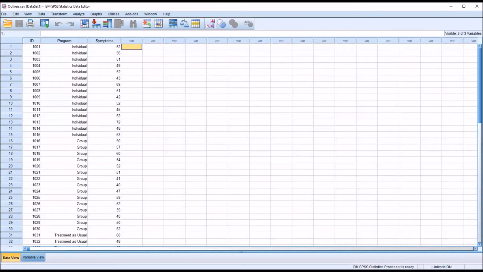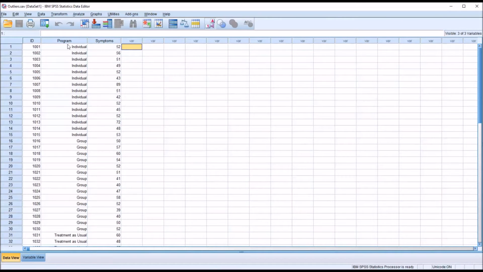Oftentimes in counseling research, we want to conduct some sort of parametric statistic, and one of the assumptions for several parametric statistics is that there are no outliers. So I have fictitious data loaded in the data editor here in SPSS, and of interest would be this variable symptoms. And you can see this is a continuous variable.